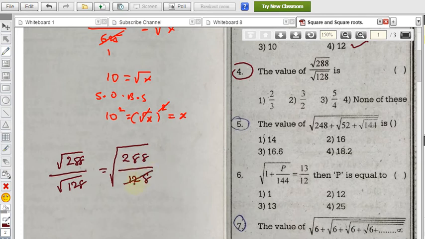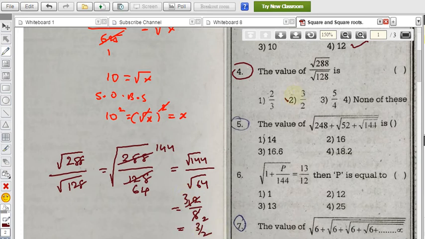2 table, 264. So this is 2144. So root 144 by root 64. We know root 144 value is 12 because 144 is a perfect square. 64 is also a perfect square. That is 12 by 8. Obviously 12 by 8 is 4 table. 4 2s are 4 3s are. So 3 by 2. So 3 by 2 is the answer for that.